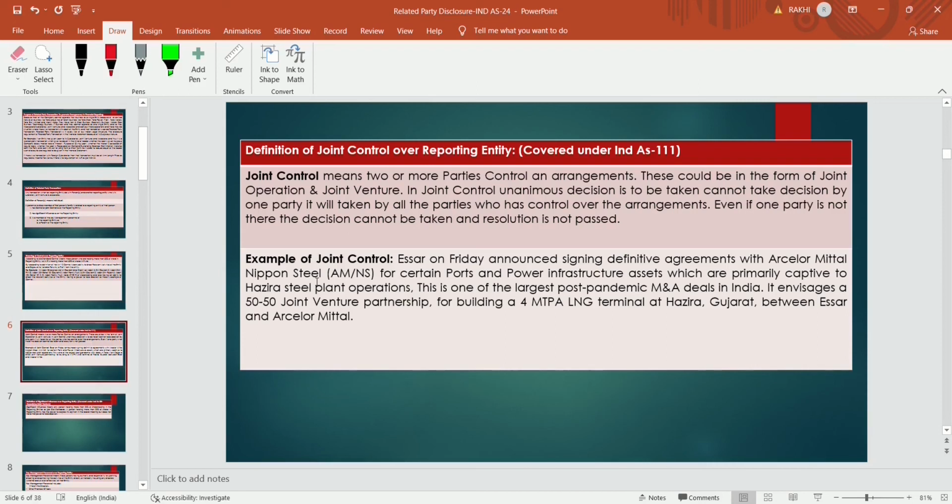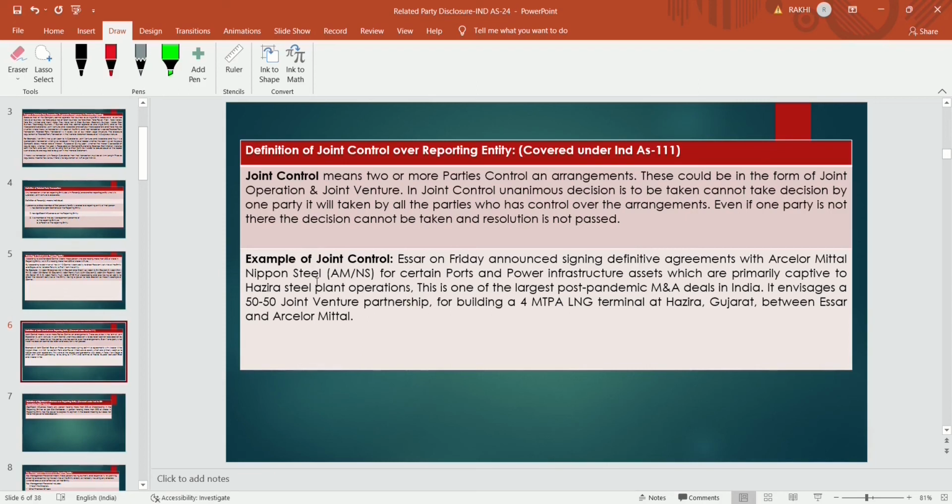So joint control means the two or more parties decide together, and for that a unanimous decision is required. Only one party cannot take this. It is decided by both the parties in the venture, in the arrangement. So this could be in the form of joint operation and joint venture. In joint control, a unanimous decision is to be taken. A decision cannot be taken by one party. It will be taken by all the parties who have control over the arrangement. Even if one party is not there, the decision cannot be taken and the resolution is not passed.